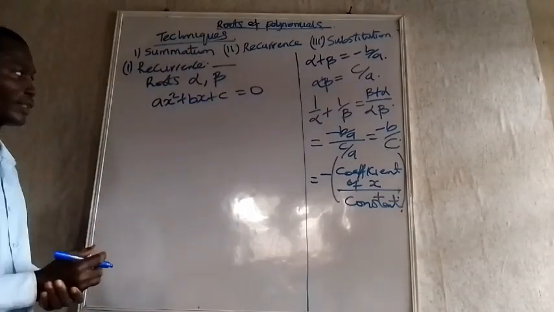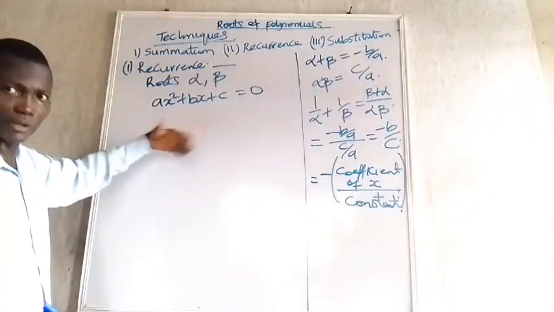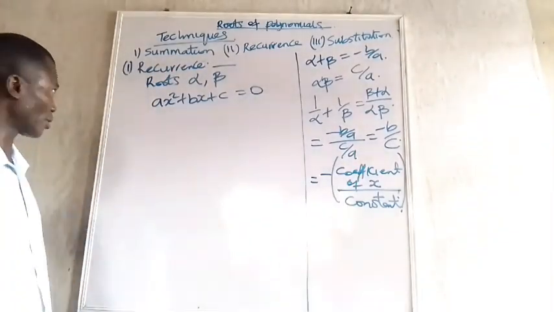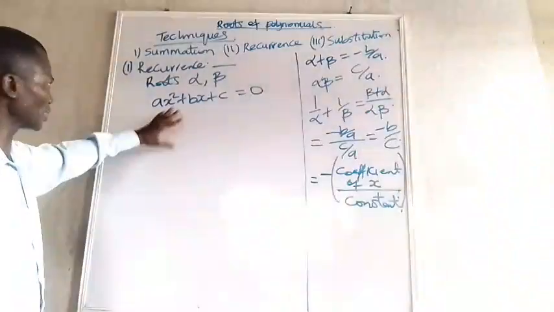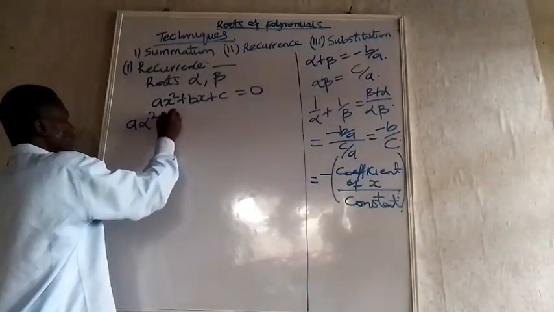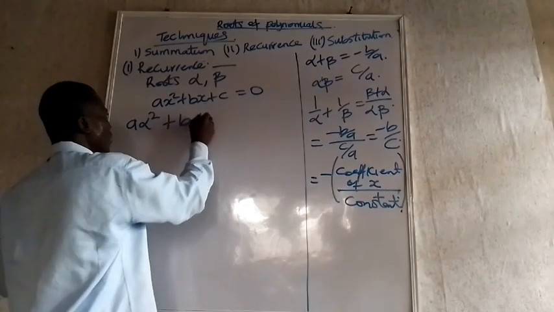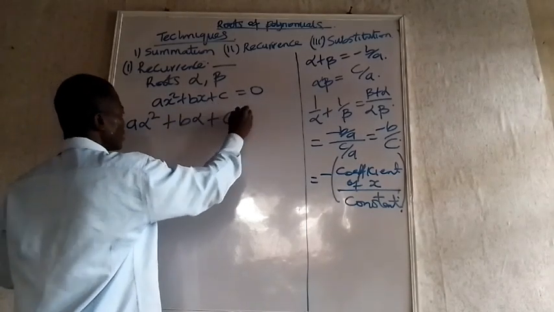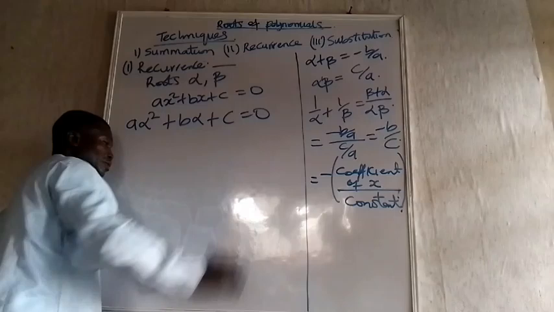Why do we call it recurrence? Because we are putting the roots into the equation over and over. That's why we call it recurrence. Now, if I put alpha into this equation, I'm going to have a alpha squared plus b alpha plus c equals 0. Since it's a root of the equation, it must give me 0.